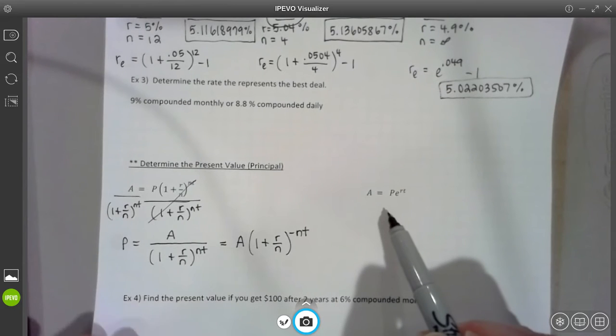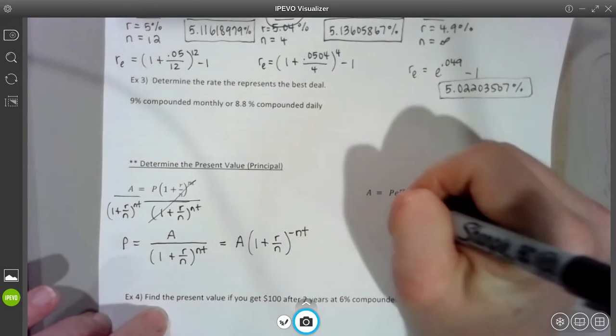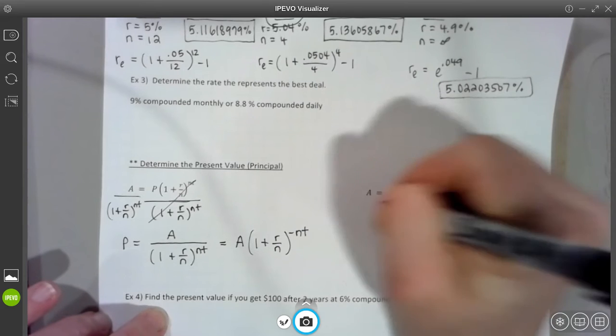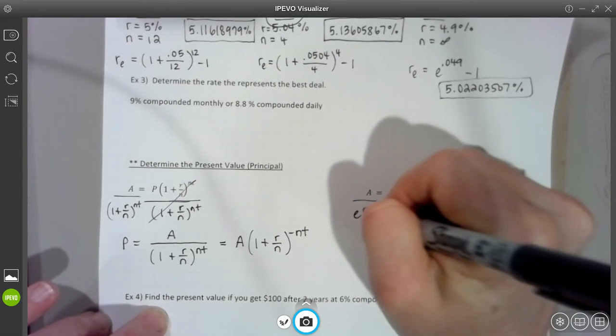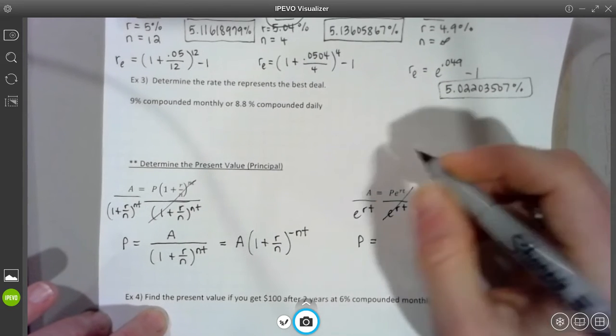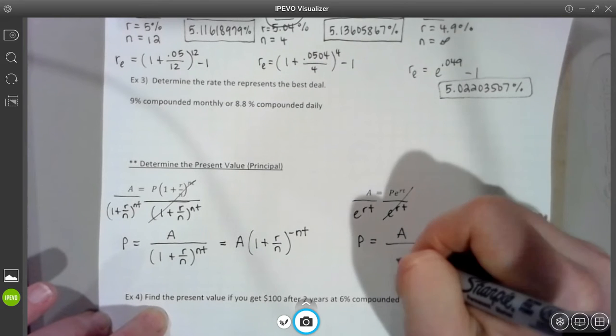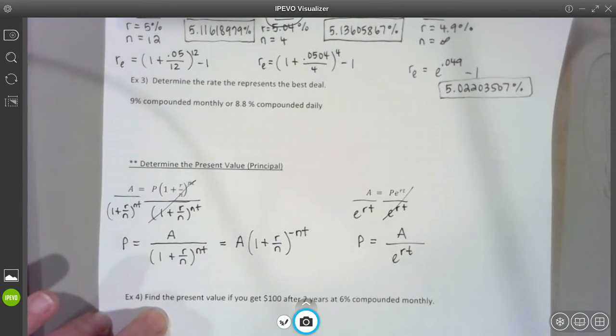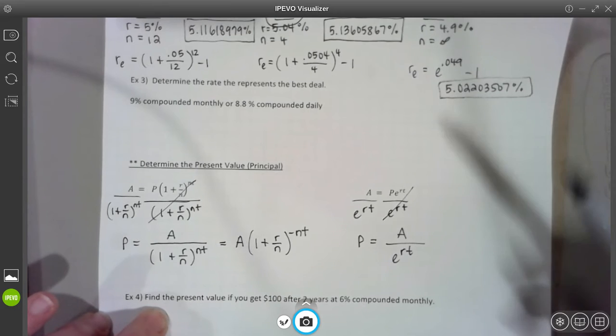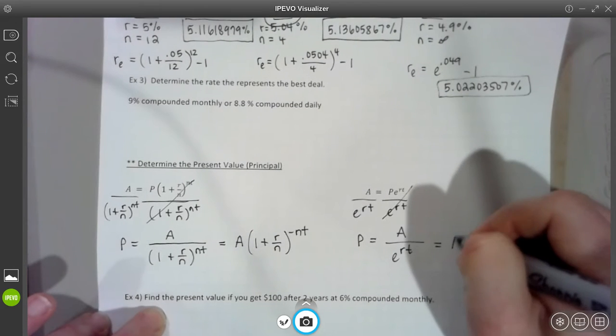And the same thing, I can solve this formula for P as well, just dividing by e to the rt. And now my present amount will equal A divided by e to the rt. And I can do the same thing. I can bring this to the numerator by making it the negative rt.